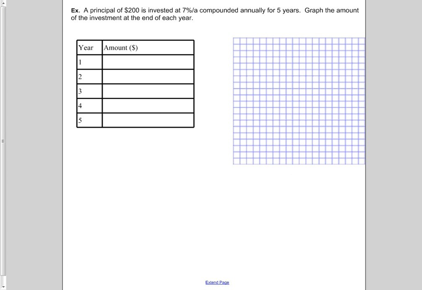A principal of $200 is invested at 7% per annum. That again is per annum. By Canadian law, we have to give our interest rates per year. And this is compounded, so there's the word that we're looking for. Annually for 5 years. Graph the amount of the investment at the end of each year.